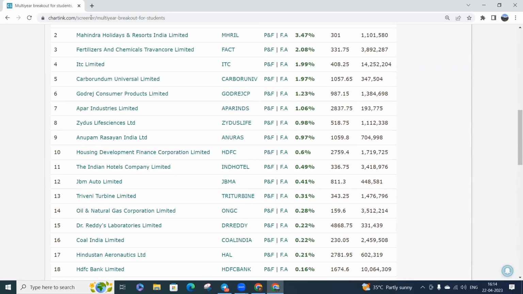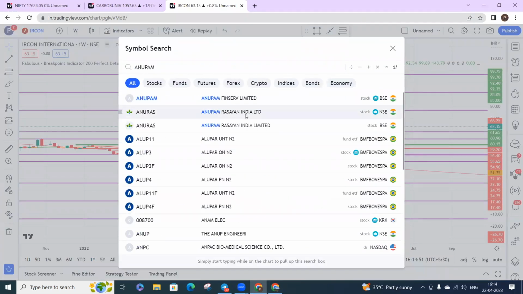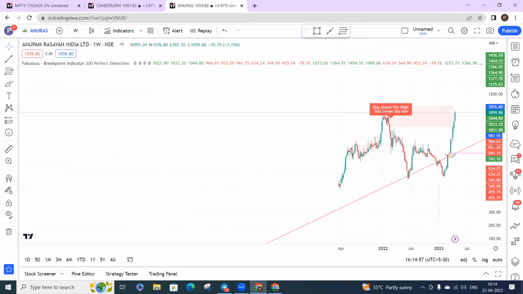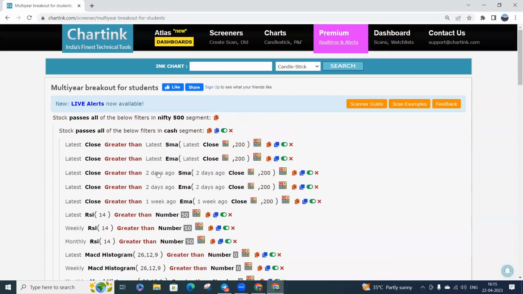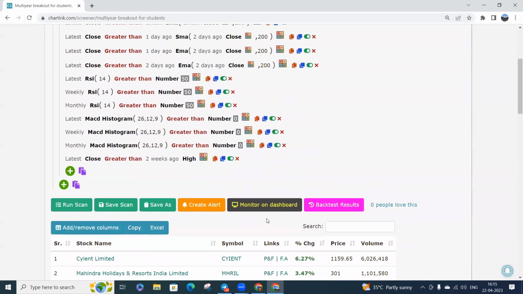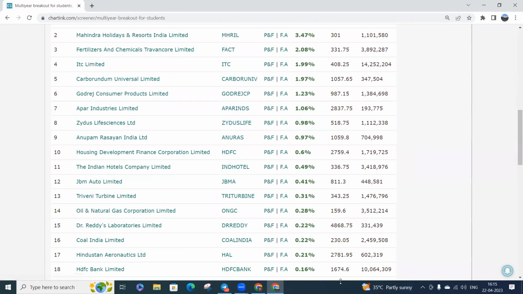So we have Anupam Rasayan, a new stock which came in. Say it's moving up crazy, on the verge of a breakout. You can still change it to 1 day ago, 2 days ago. 1 day ago, and 2 days ago. Okay, you can do that, and then you can run this. This is 1 week, 2 weeks ago. Run it. You find others, like Upper Industries are coming. Let's say Upper Industries.